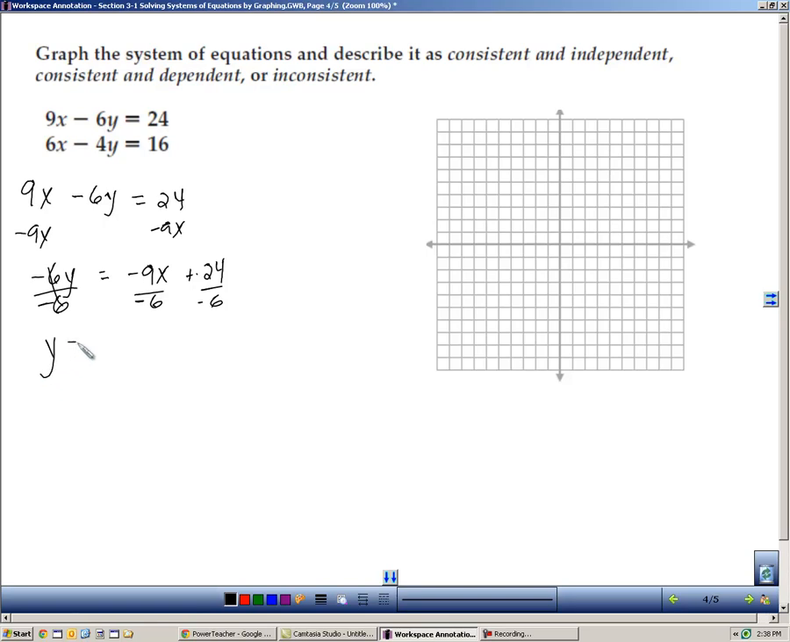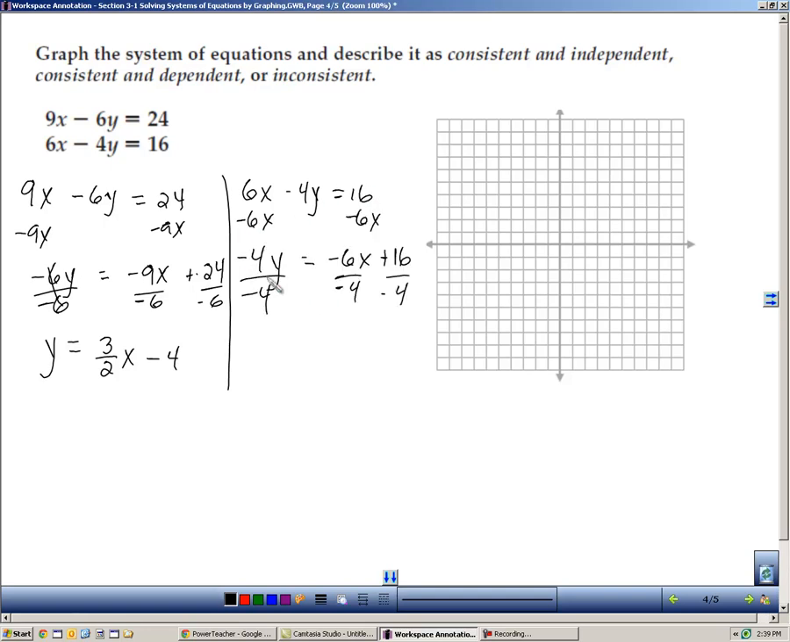So we'll have y equals, now 3 goes into both of those, so this will be a positive 3 over 2x. And 6 goes into 24 4 times, so minus 4. So that's what my equation ends up being. And I'll do the same thing with the other equation. 6x minus 4y equals 16. Again, I'll isolate the y. So we'll get a positive y equals 3 halves x, because 2 goes into both of those, and then minus 4.